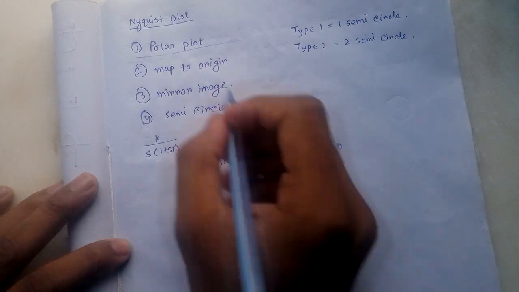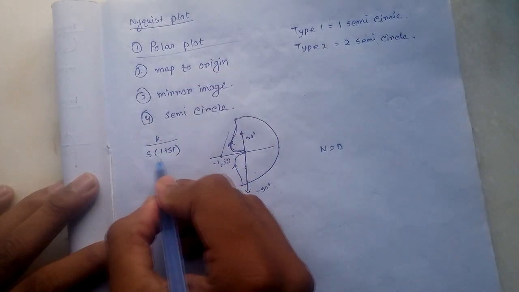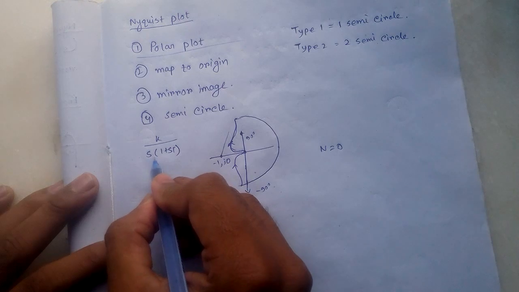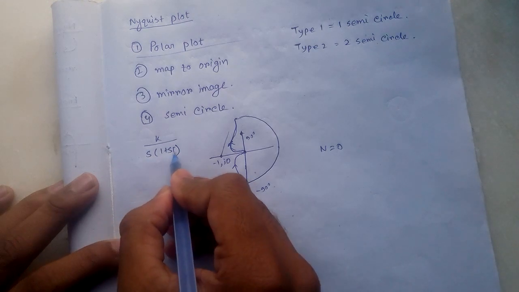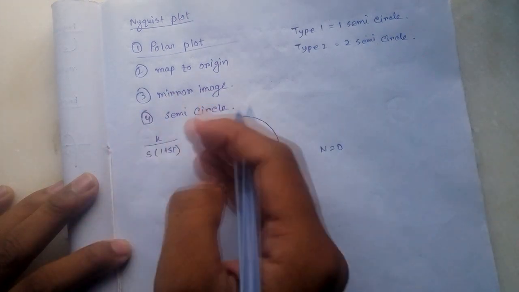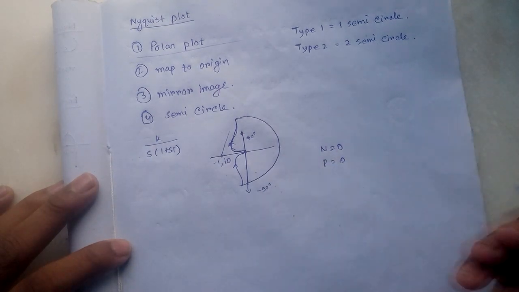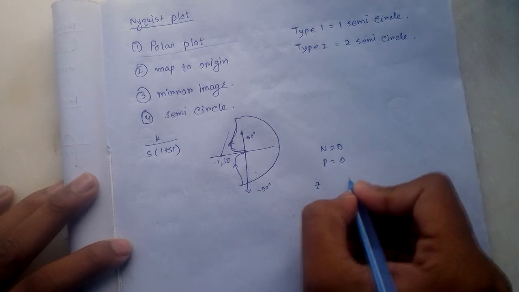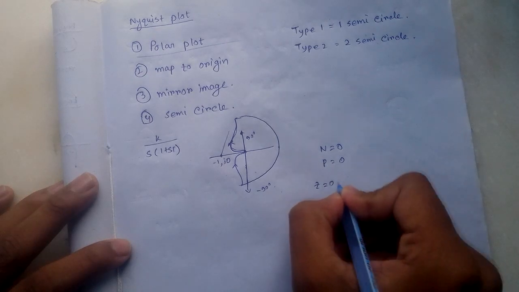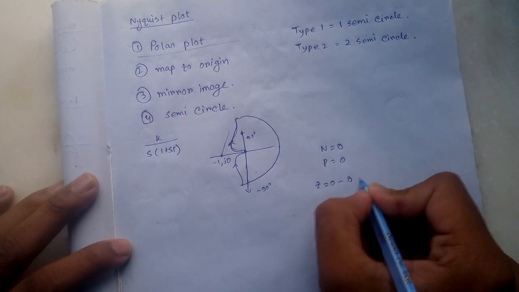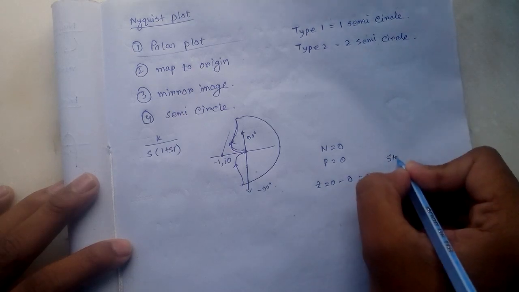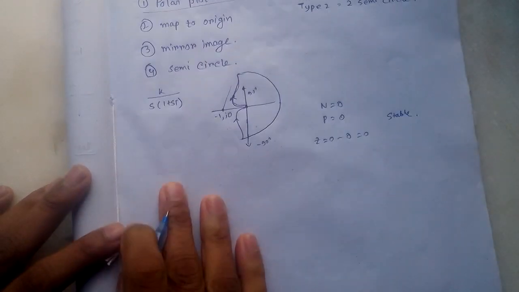And the poles: here you can see one pole at the origin, and another pole on the left hand side. On the right hand side there is no pole, so poles at the right hand side is 0. So zeros at the right hand side will be P minus N, that is 0 minus 0, so that is becoming 0. The system is a stable system.